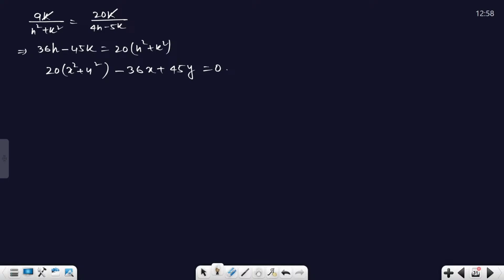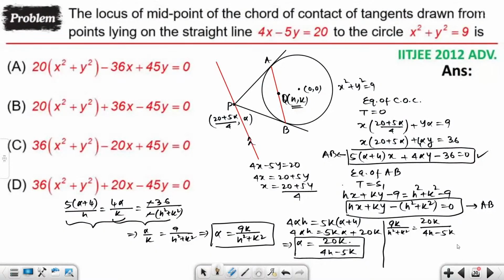Is it clear to all? Hence our option A is correct. Yes or no? Option A is correct, right? Now let us reveal the answer.